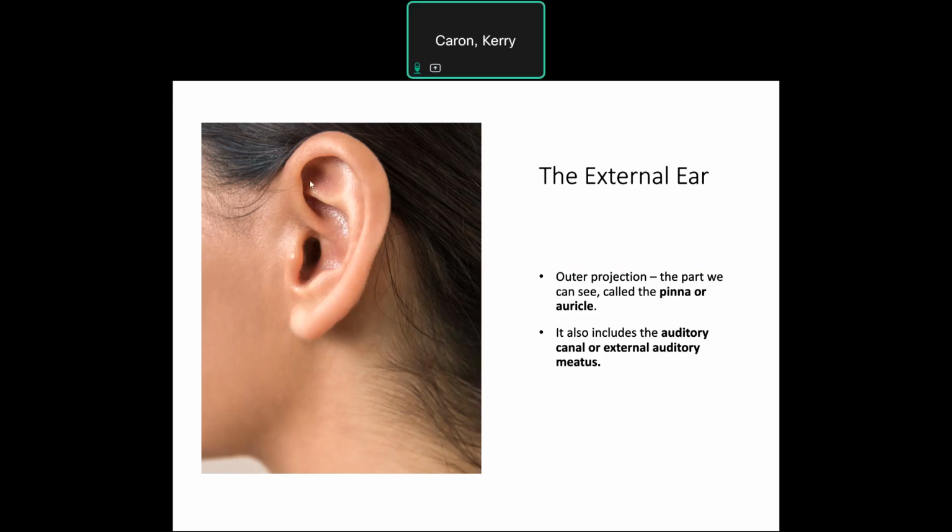The external ear, the outer projection, we call the pinna, or the auricle. Inside this first part, we also have the auditory canal, or the external auditory meatus. Meatus just means opening to the outside.